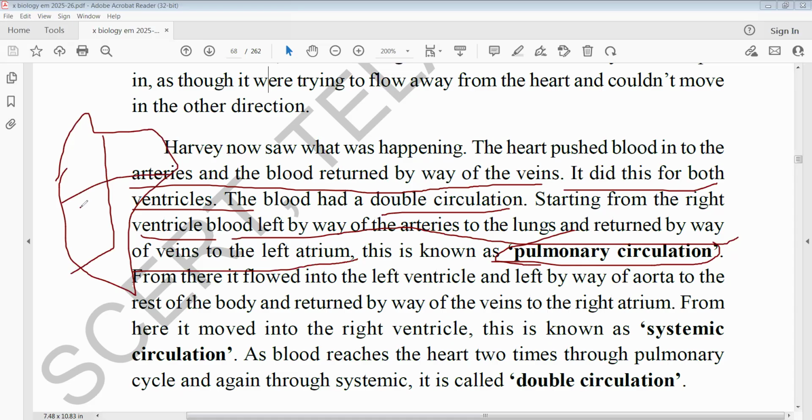So first of all, the deoxygenated blood coming from the body parts goes from the right ventricle to the lungs. It started from the lungs to the left auricle, then the left ventricle, to the arteries. Again it returns through the veins.